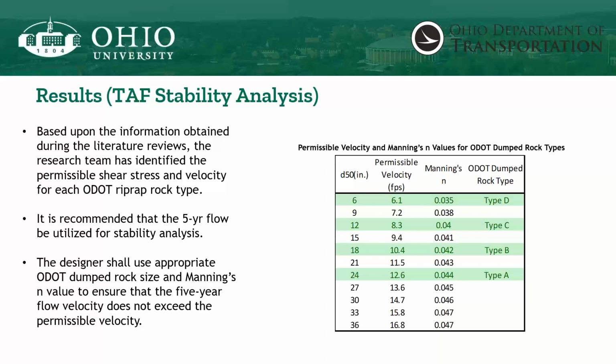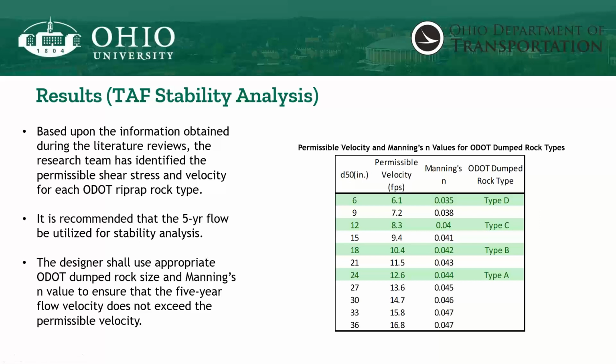So for the TS stability analysis, based upon information obtained from the literature reviews, the research team identified the permissible shear stress and the corresponding velocity for each ODOT dump rock type. ODOT has basically 4 types of dump rock, A, B, C, D, and each rock type corresponds to a different size. Then you see the permissible velocity and the corresponding max n. That will be really beneficial when we apply hydraulic analyses.